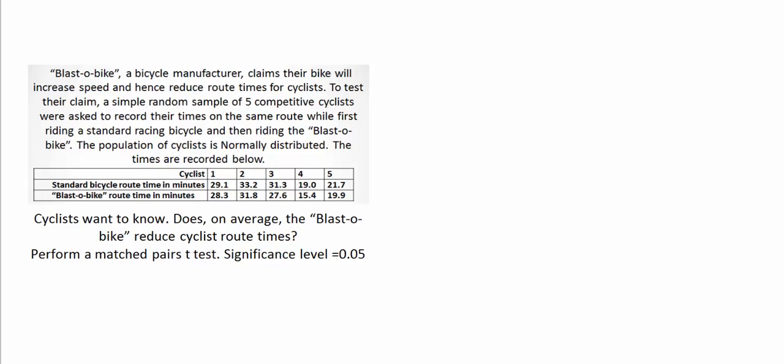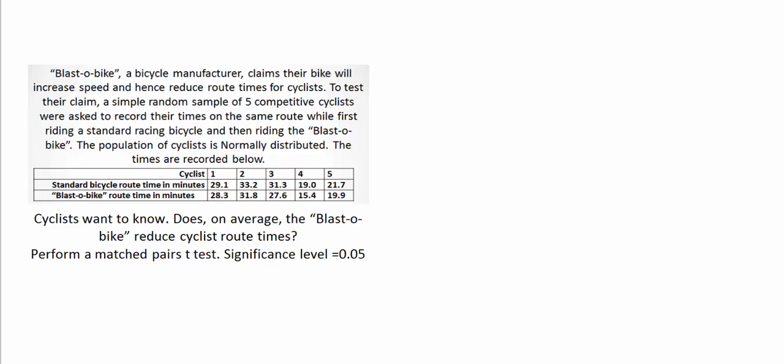In this video, we'll go through a matched pairs T procedure. Let's go ahead and read this problem. Blastobike, a bicycle manufacturer, claims their bike will increase speed and hence reduce route times for cyclists. To test their claim, a simple random sample of 5 competitive cyclists were asked to record their times on the same route, while first riding a standard racing bicycle and then riding a Blastobike. The population of cyclists is normally distributed, and the times are recorded below.